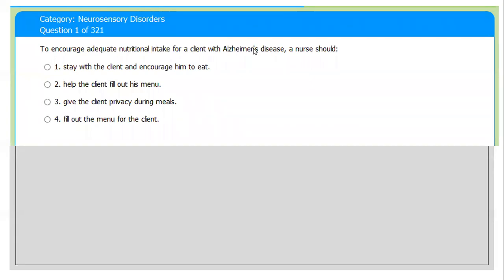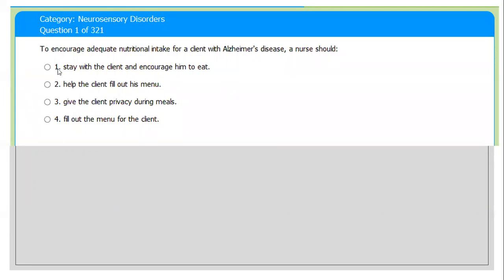And you know, Alzheimer's is a type of brain disorder that causes problems with memory, problems with thinking abilities and behavior problems. And it is a gradually progressive condition, right?